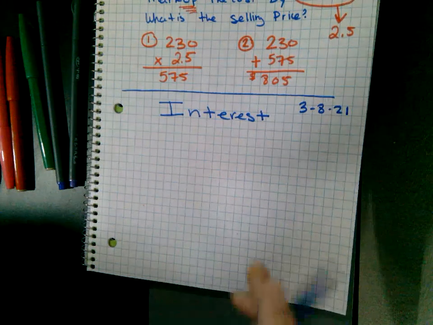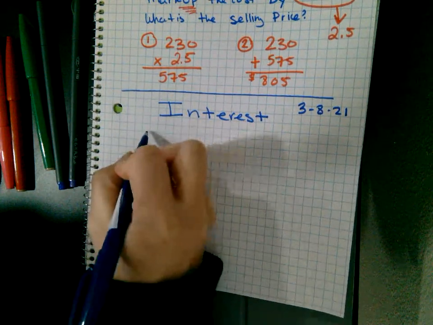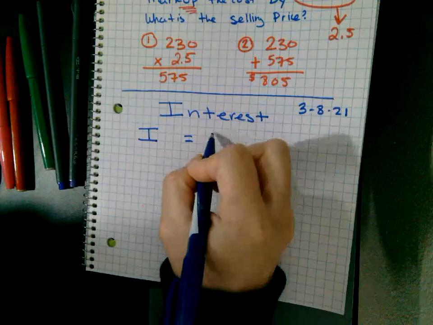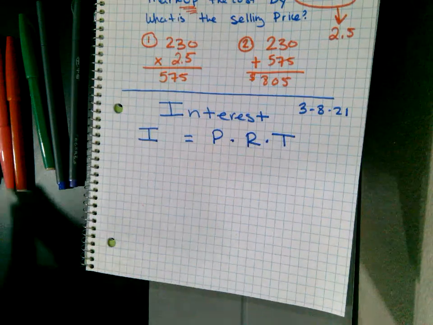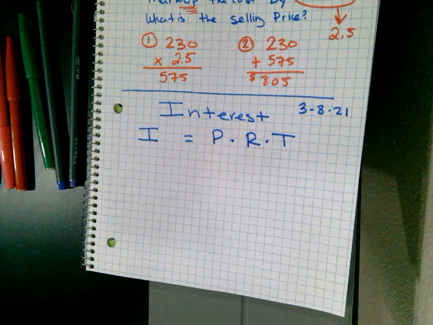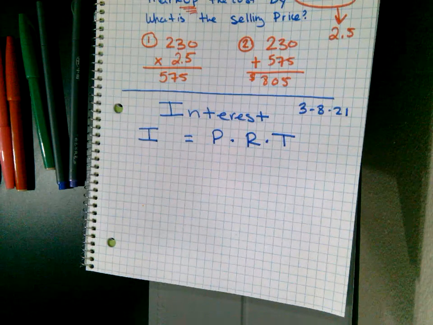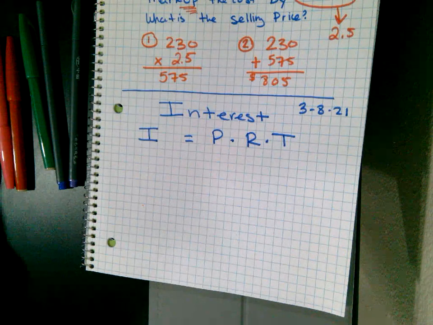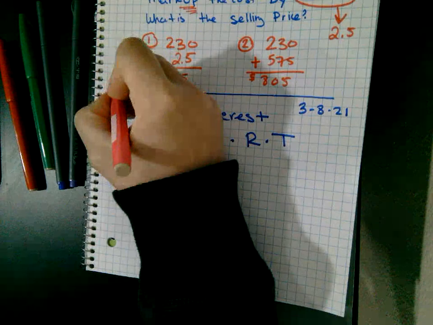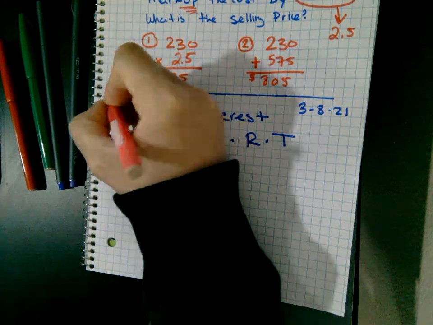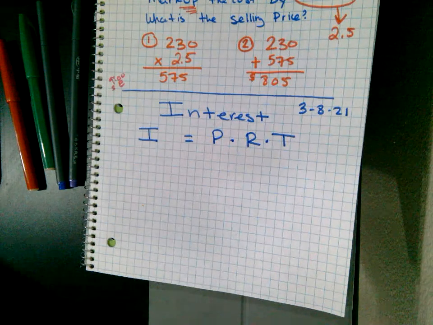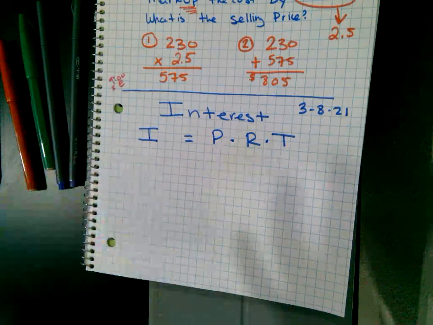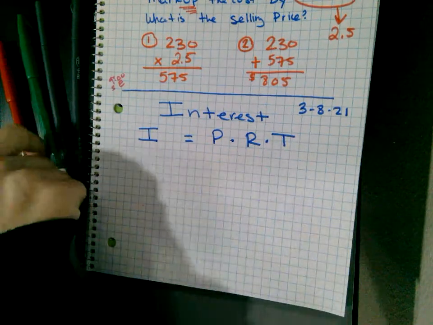All right. So here's the formula for interest: I equals P R T. That's the formula that you'll be using today. It is 100% different than what we have done in the past. Usually it's just multiply the price times the percent and you're done. Well, this is similar, but a little bit longer.